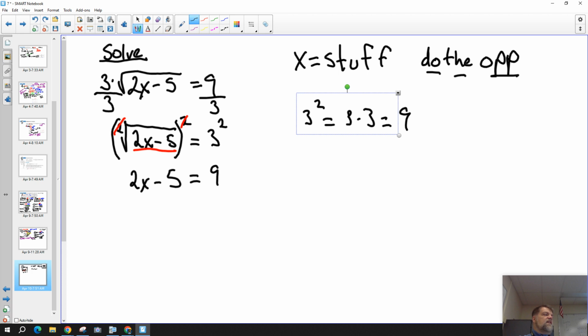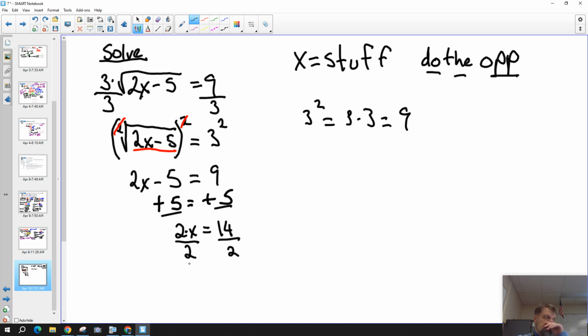Now from here, I think everybody in here can do this. I'm going to add 5 to both sides. And I get 2x is equal to 9 plus 5, which is 14. Then I get rid of the 2 because 2x means 2 times x. So I divide by 2. Whatever I do on one side, I do to the other. And I get x equals 7.